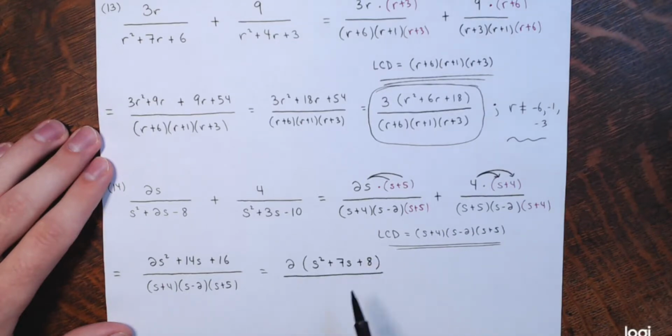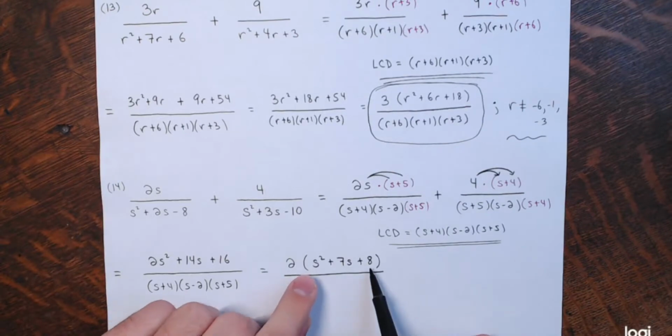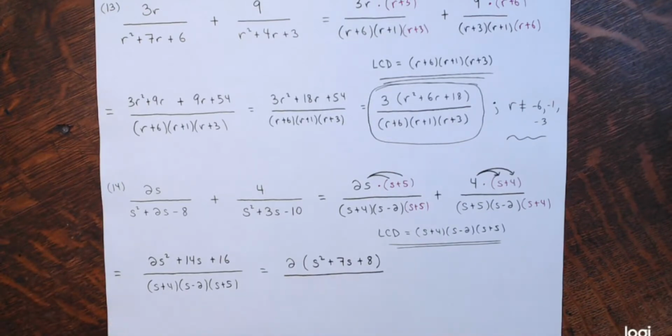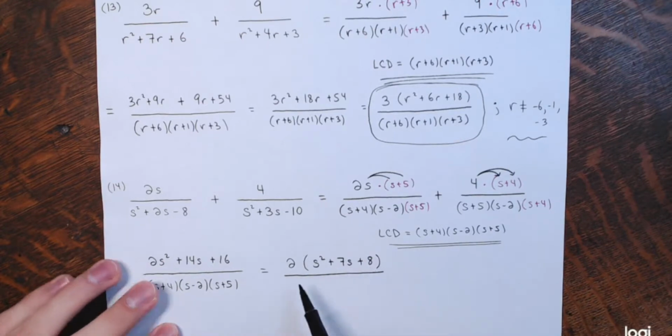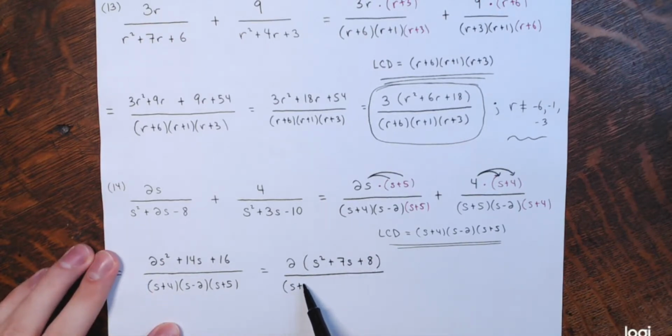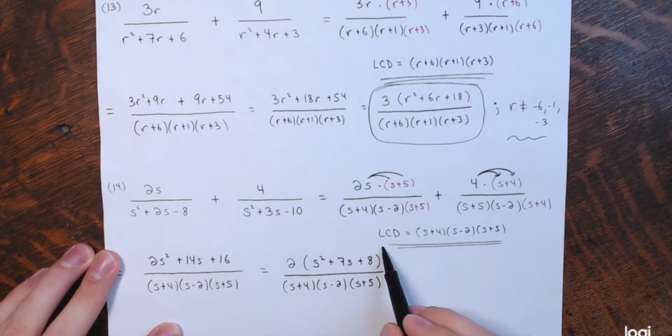And let's see, is that factorable? Are there factors of 8 that add up to 7? No, 1 and 8, 2 and 4. And neither pair add up to 7. So that's as factored as the numerator gets, and the denominator is already nice and factored. Right? And I am not seeing any common factors in the numerator or denominator, so this is it.